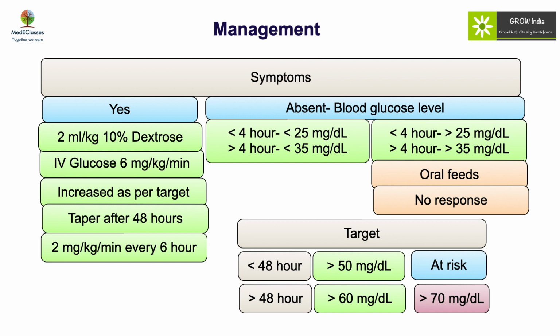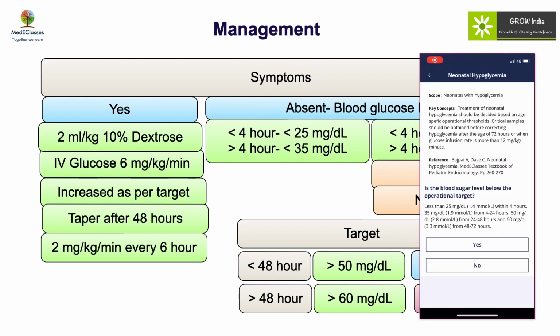Very importantly, the targets: less than 48 hours is more than 50, more than 48 hours is more than 60, and anybody who is at risk, we are talking about levels more than 70. Glucose infusion or a bolus is not required in anybody who does not have symptomatic hypoglycemia.